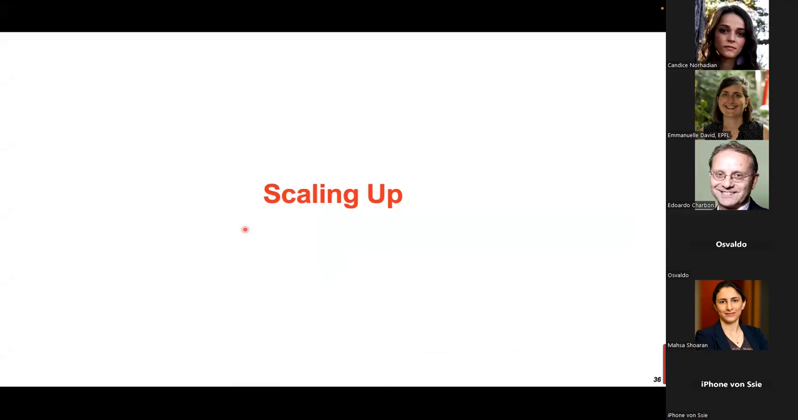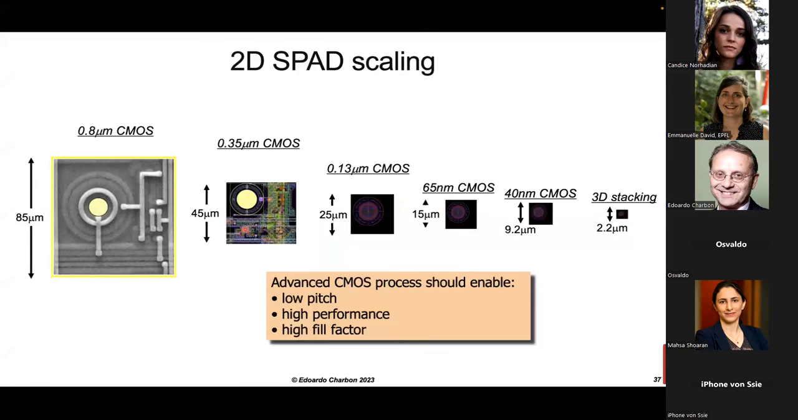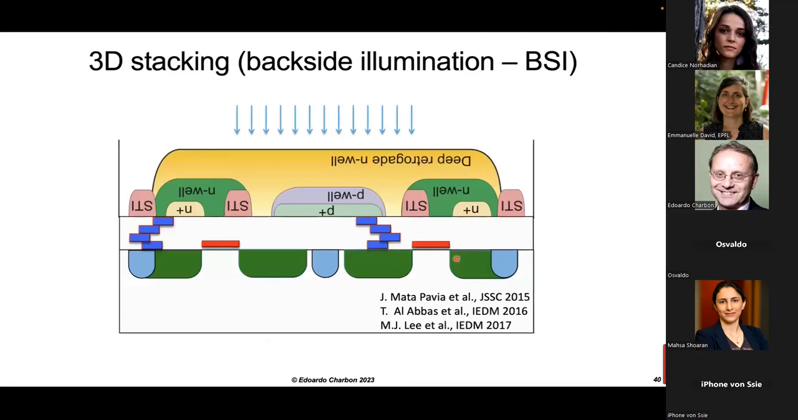How do we scale up such a device? Well, first of all, you need to reduce the pixel pitch. Now, the current record, established by us, is 2.2 micrometers, but one could think of reducing that further, and we have preliminary results at 1.8 micrometers. But that, of course, requires a 3D integration.